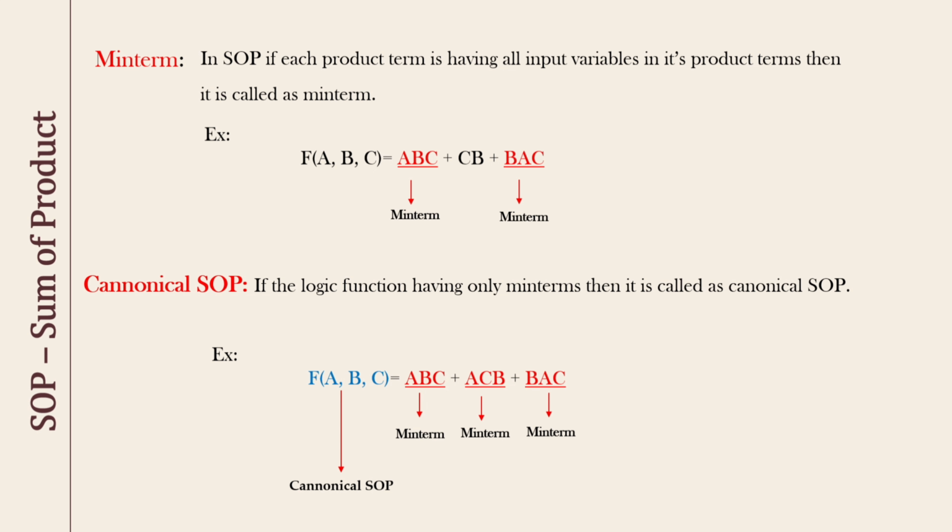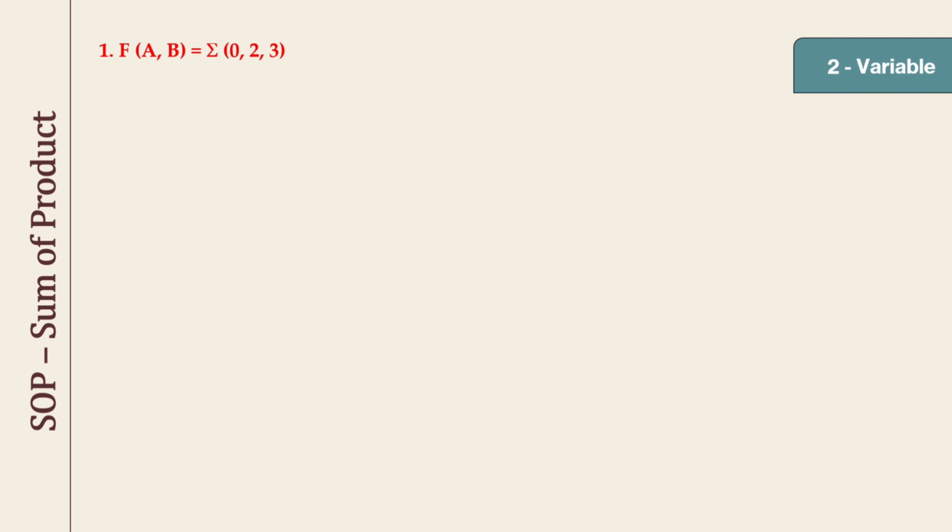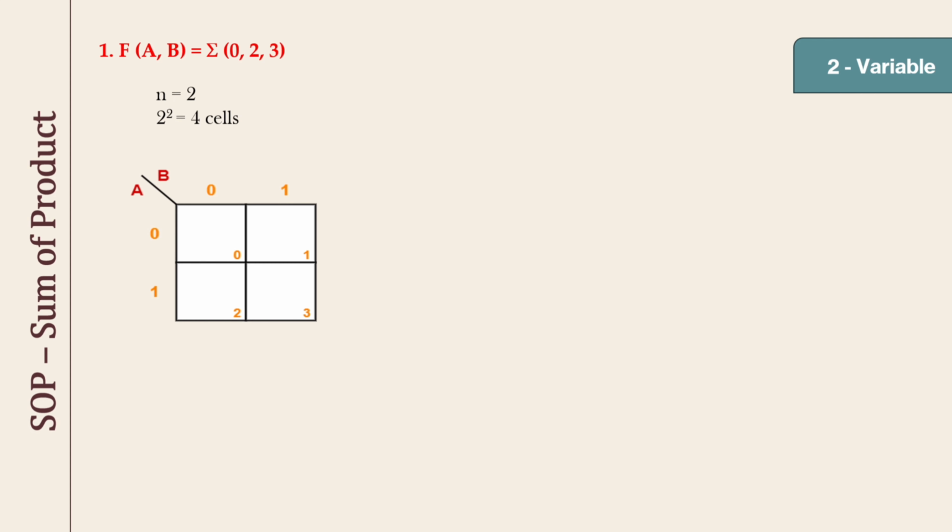Now let's move on to the problems. First, let's move on to the two variable problems. Here we have the first problem: f(a, b) = summation of 0, 2, 3. We already know that to find the number of cells required for the K-map, the formula is 2 power n. Here we have two variables, so n is equal to 2. Then 2 power 2 is equal to 4. Now we have a 4 cell K-map.